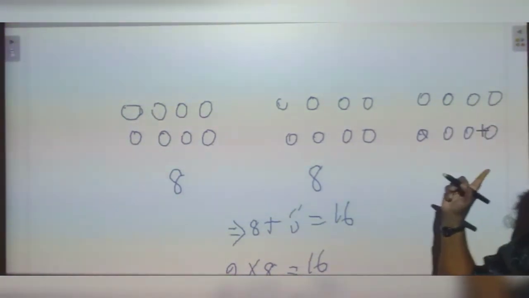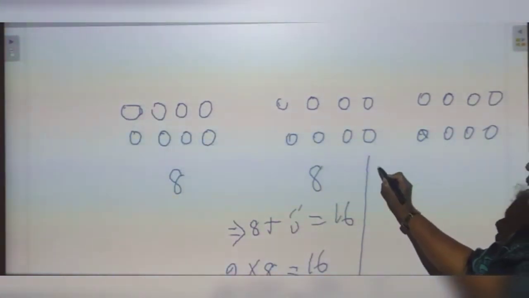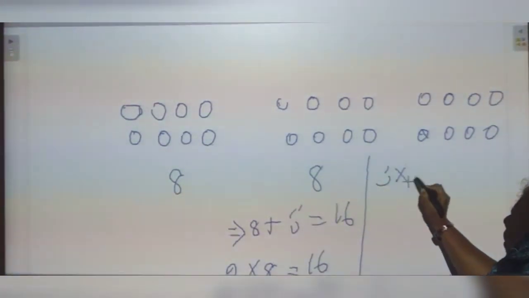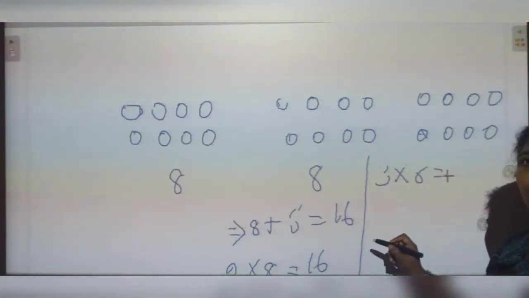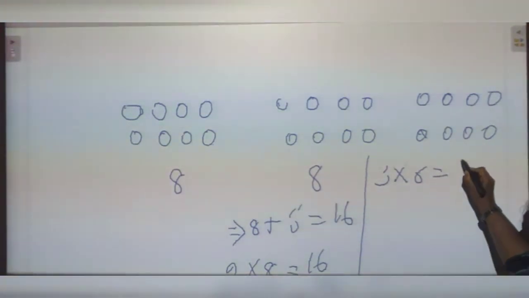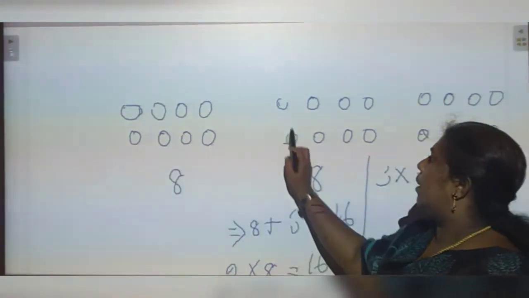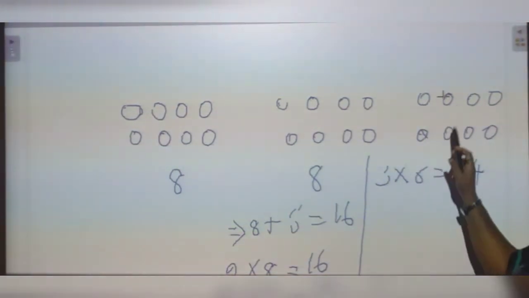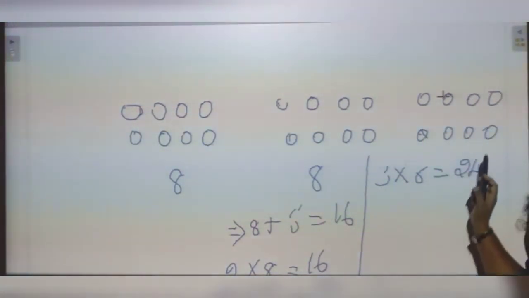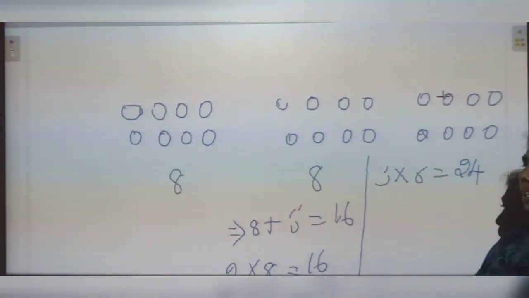Okay, here 3 groups. So 3 groups, what is the answer? 3 groups means 3 times. 3 times 8 are how much? 24. Now you check the answer here: 8, 9, 10, 11, 12, 13, 14, 15, 16, 17, 18, 19, 20, 21, 22, 23, 24. Do you understand? This is the multiplication fact, right? Yes.